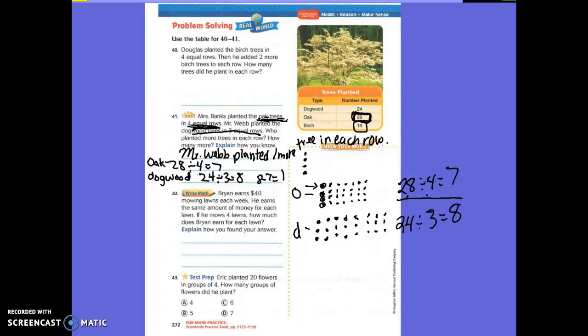Brian earns $40 mowing lawns each week. He earns the same amount of money for each lawn. If he mows 4 lawns, how much does Brian earn for each lawn? Explain how you found your answer. Okay, so how we work this out is we said there was $40 that he earned altogether, so that is going to be our dividend. And then we are dividing that between 4 lawns.